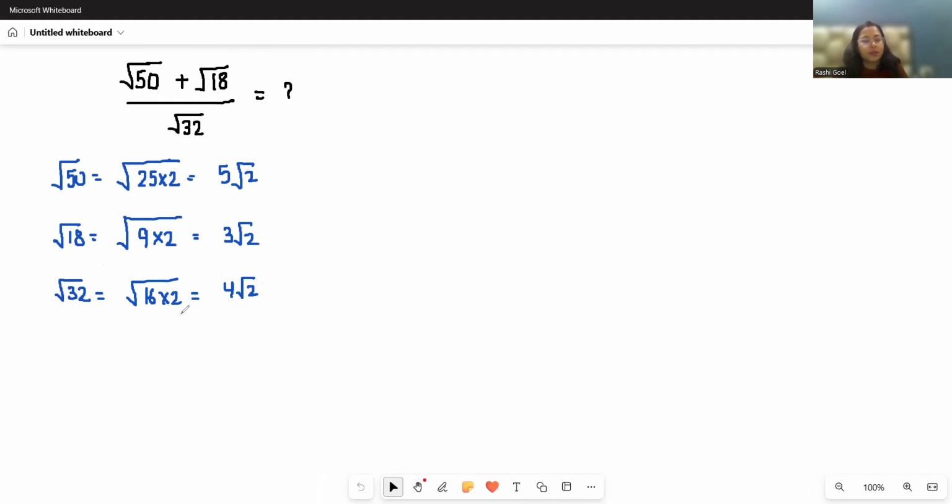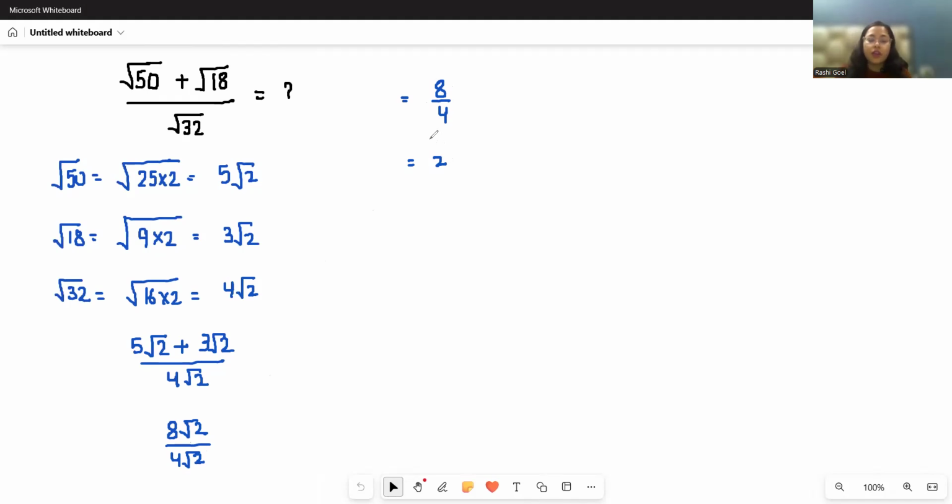Now, let's substitute the values. So, root 50 becomes, I can write, 5 root 2 plus 3 root 2 by 4 root 2. So now combine like terms. So it becomes 8 root 2 by 4 root 2. Now cancel common terms. So it becomes 8 by 4, which is 2. So the final answer is 2.